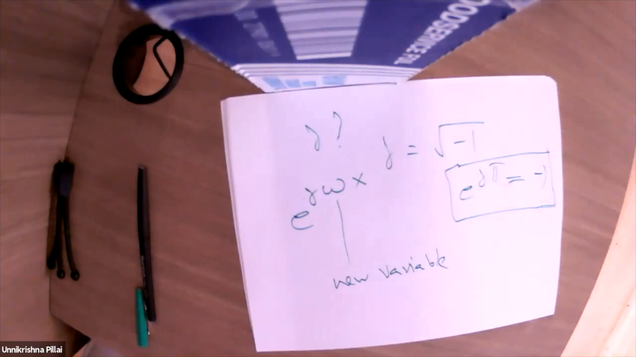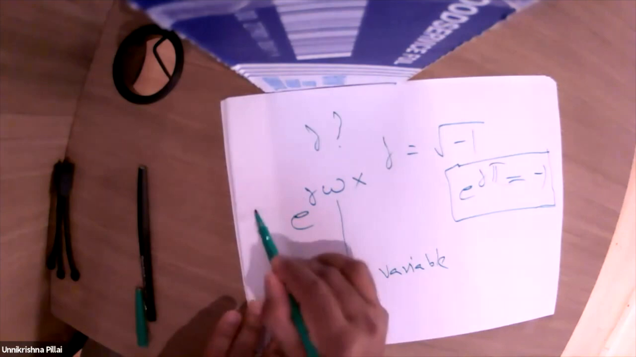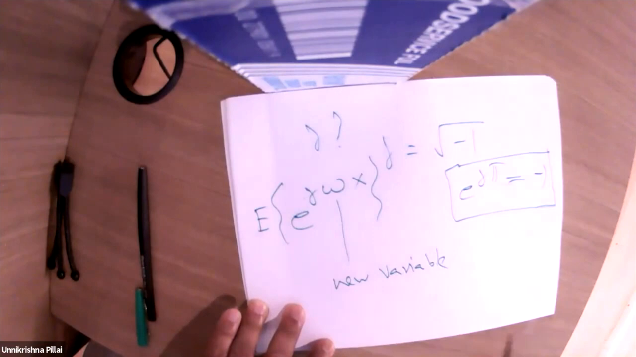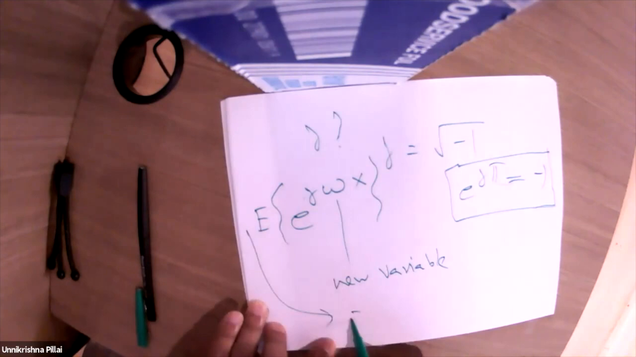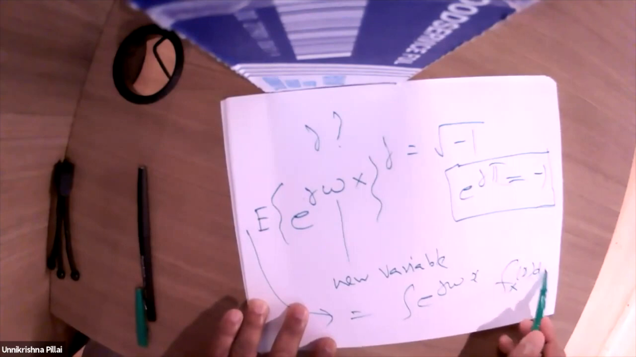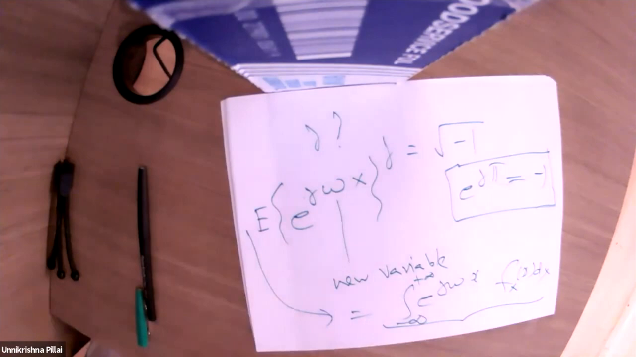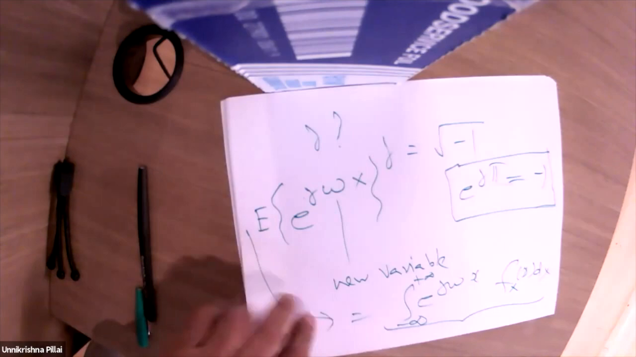If you do the expected value of this quantity, it will turn out to be a function of omega, the new variable. This quantity is the integral of e raised to j omega x, f_X(x) dx. Those of you who are familiar with the Fourier transform can see that we are actually using Fourier transform properties. This is the Fourier transform of the density function. In the Fourier transform, there is a new variable, omega, the same variable here. You can associate it with the frequency if you want, but there is no need.